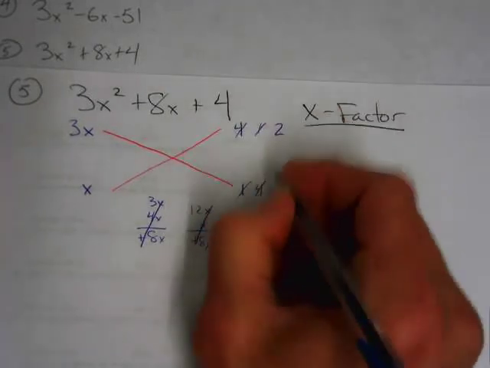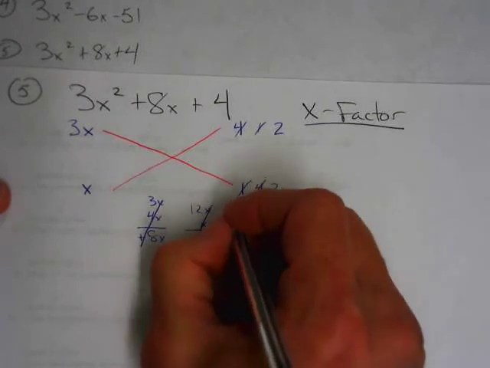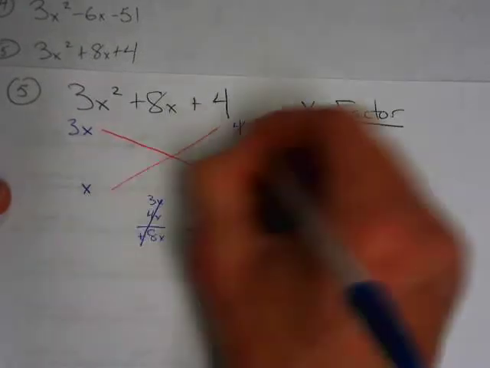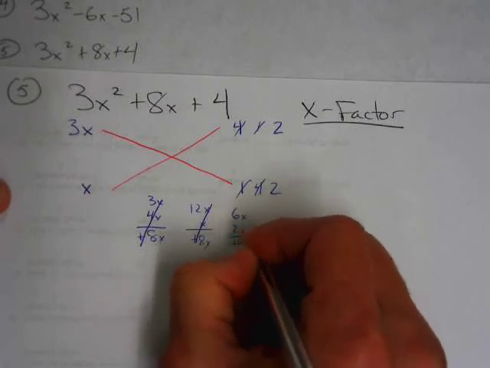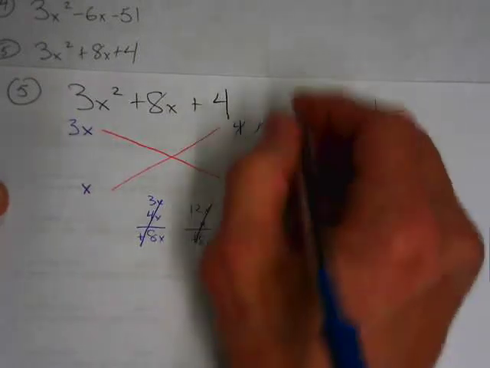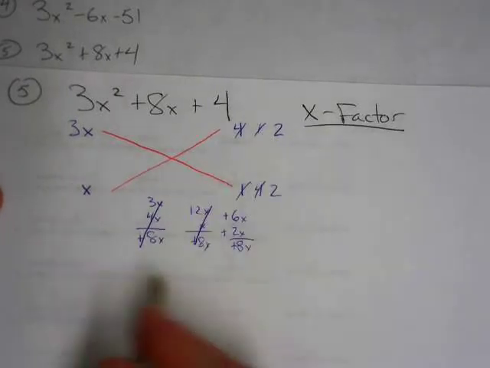Therefore, it must be 2 and 2. Right? And is that going to work? 3x times 2 is 6x here and 2x there. Is that going to work to add up to 8x? Yes, it will. And they're both going to be positive, right? So it's both going to be plus.